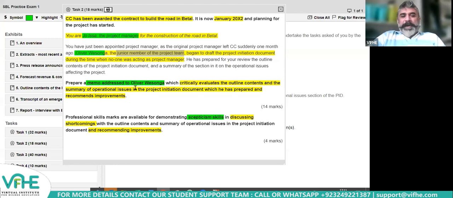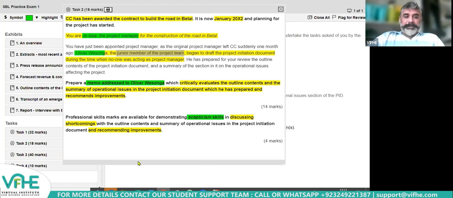So, what is the requirement? Prepare a memo addressed to Oliver, which critically evaluates the outline contents and the summary of issues in the project initiation document which he has prepared, and recommend improvement. So basically, you have to identify the issues or shortcomings or errors in the document, and then give certain recommendations or guidance to that person so that he can fix it.